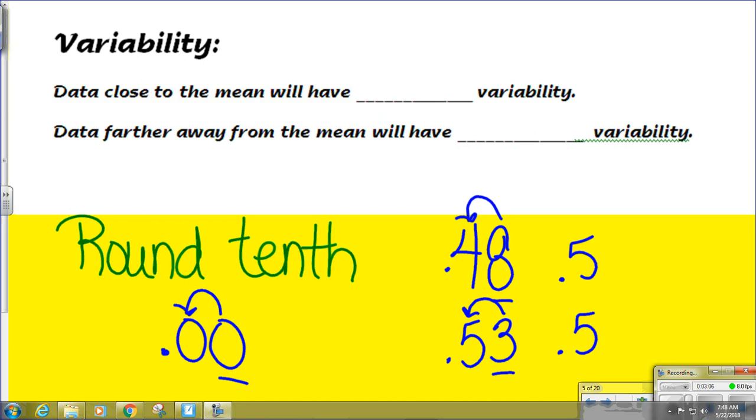Okay, the last part I want to talk about is variability. Data close to the mean will have less variability. I'll go over what that means in a second. And data farther away from the mean will have more variability.